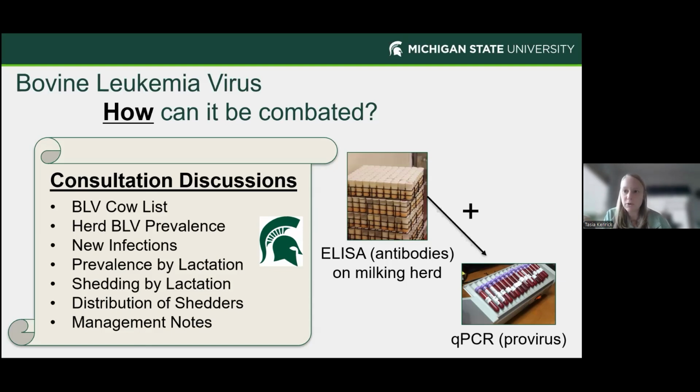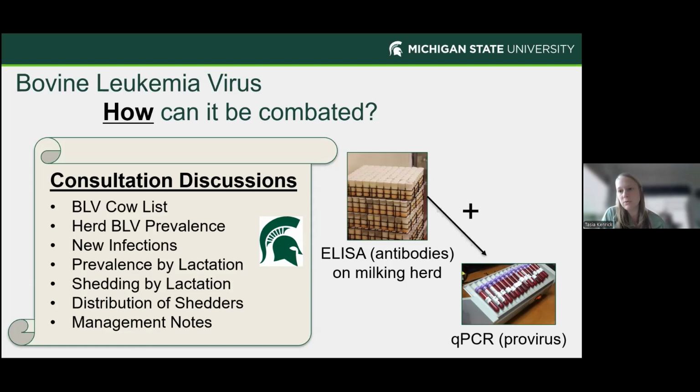Tracking over time, you identify new infections and maybe where those infections are coming from. We look at prevalence by lactation and shedding by lactation. Shedding, when I say shedding, I'm referring to the amount of virus in an animal that's infecting herd mates or potentially infecting their herd mates. Distribution of shedders. So again, shedders are those animals with higher levels of virus that are more likely to infect their herd mates versus animals with lower amounts of virus. And then we go through management notes.